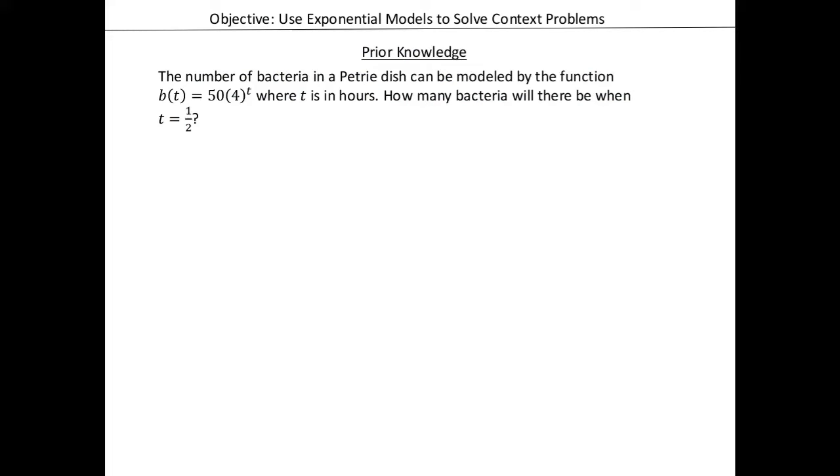If we look at the prior knowledge here, it says the number of bacteria in a petri dish can be modeled by the function b of t is equal to 50 times 4 to the t power, where t is in hours. And then the question is, how many bacteria will there be when t is equal to 1/2? My function b of t is given, and it's representing the number of bacteria. I am looking for how many bacteria there are when t is equal to 1/2.